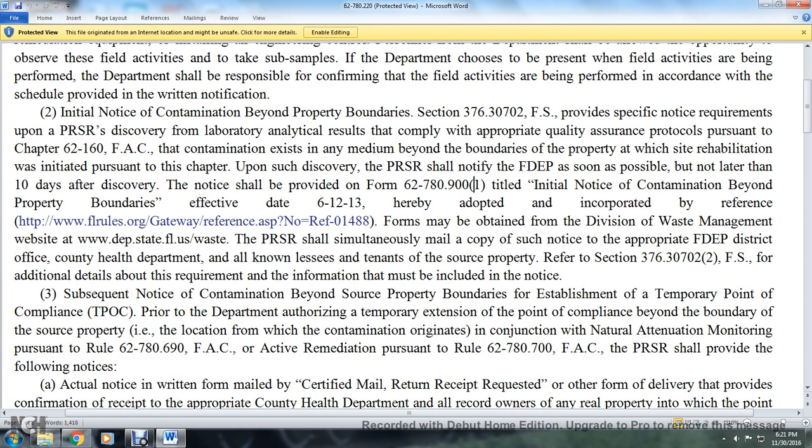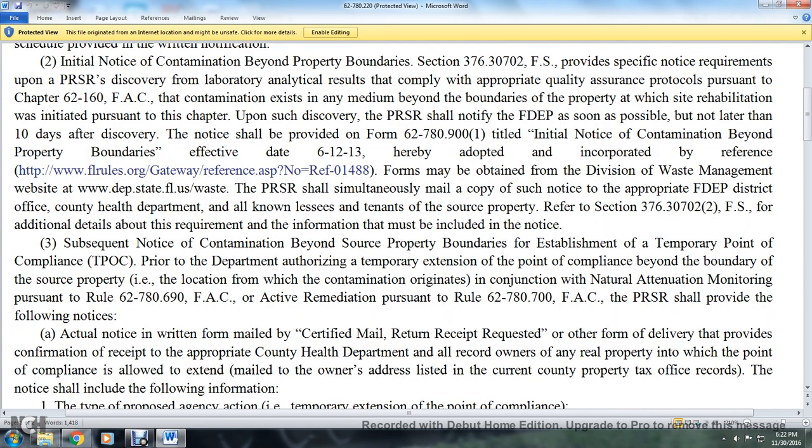Subsequent notice of contamination beyond the source property boundaries: to establish a temporary point of compliance, a department document that authorizes a temporary extension of the point of compliance beyond the boundary of the source property location from which the contamination originates, in conjunction with natural attenuation monitoring provided under Rule 62-780.690, Florida Administrative Code, or active remediation pursuant to 62-780.700, Florida Administrative Code, the person responsible for site rehabilitation shall provide the following notice: actual notice in written form by certified mail with return receipt requested, or another form of delivery providing confirmation of receipt, to the appropriate county health department.